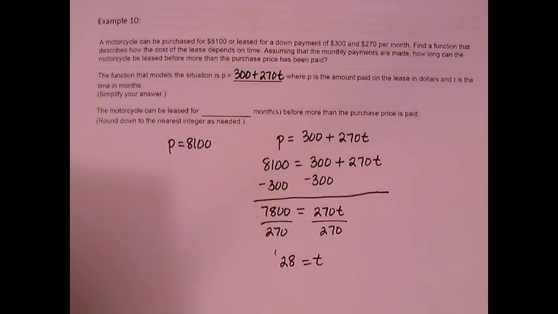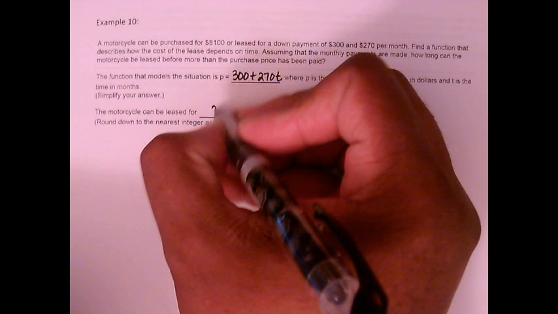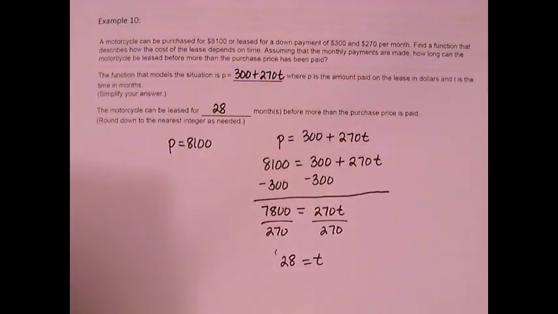Because they asked us to round down to the nearest integer. So it would take 28 months before more than the purchase price would be paid for that person to lease that motorcycle.